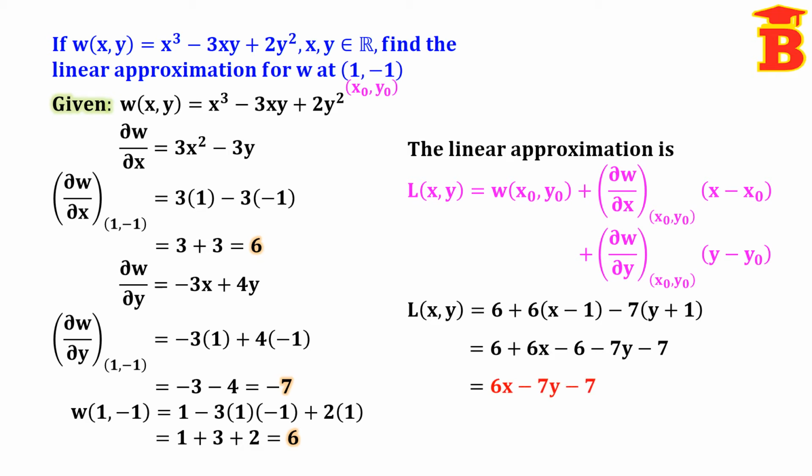So therefore this is equal to 6x minus 7y. Here 6 minus 6 cancelled. So we have minus 7. So therefore the answer is L of x comma y equal to 6x minus 7y minus 7.